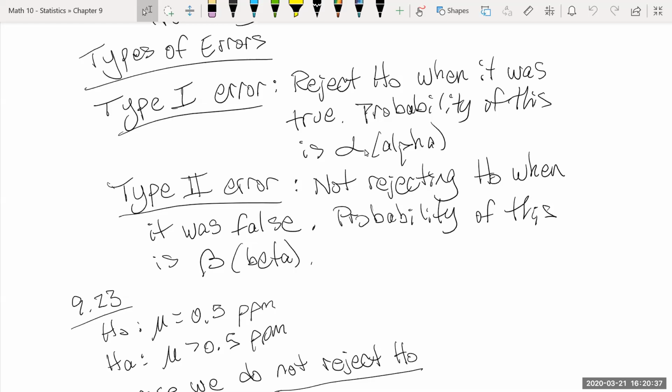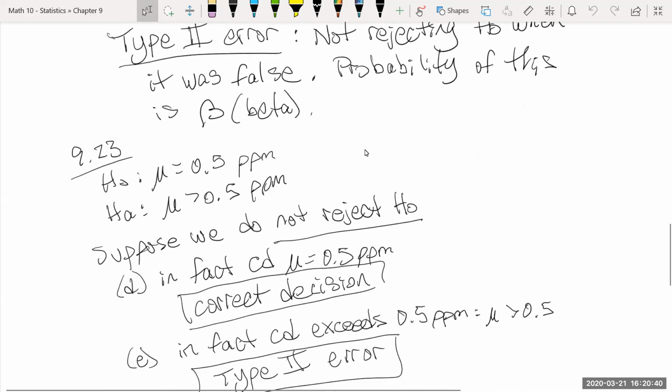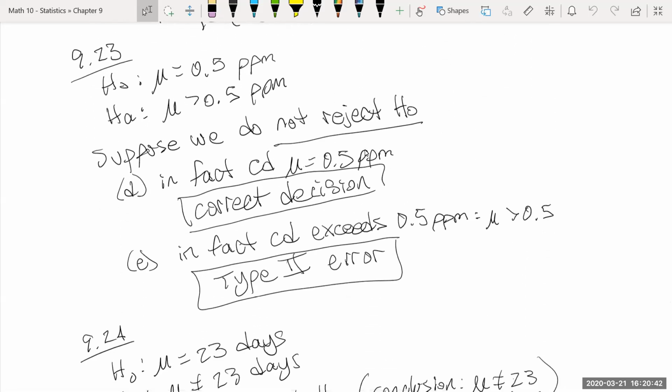All right, so let's look at a couple problems in this regard. Problem 923 refers back to the cadmium levels in the mushrooms. We had a null hypothesis that mu was 0.5 parts per million and an alternative that it was greater than 0.5 parts per million. You'll notice I have parts D and E. I've skipped A, B, and C because I don't think they're as relevant right now to the discussion. But these two, I really wanted to focus on. You're going to see things like this on the exam, so I would imagine you'd like to focus on it as well.